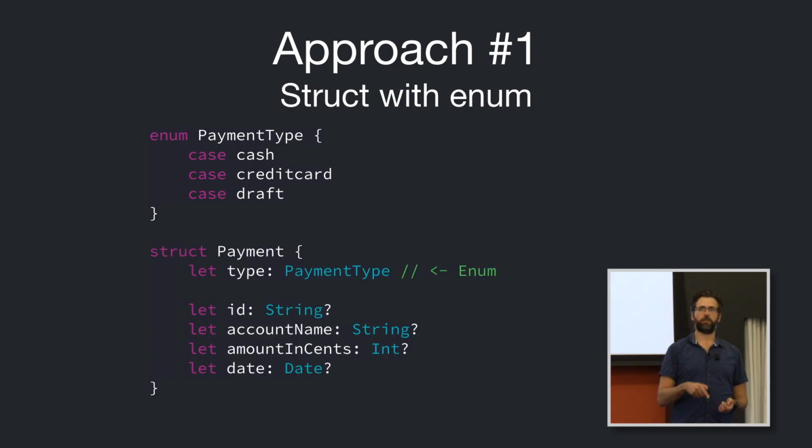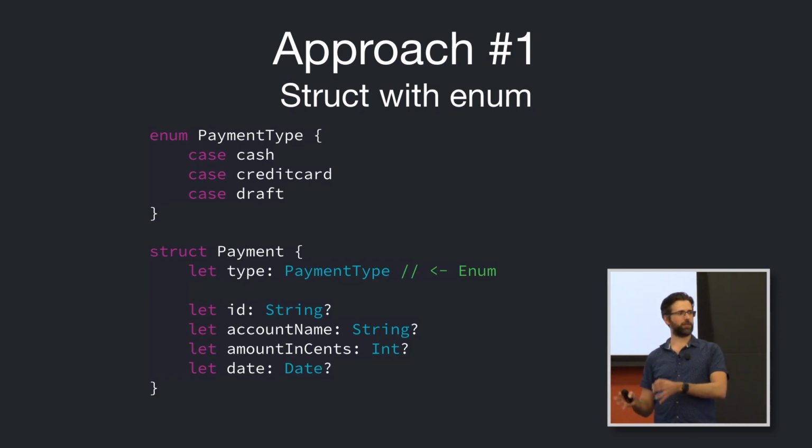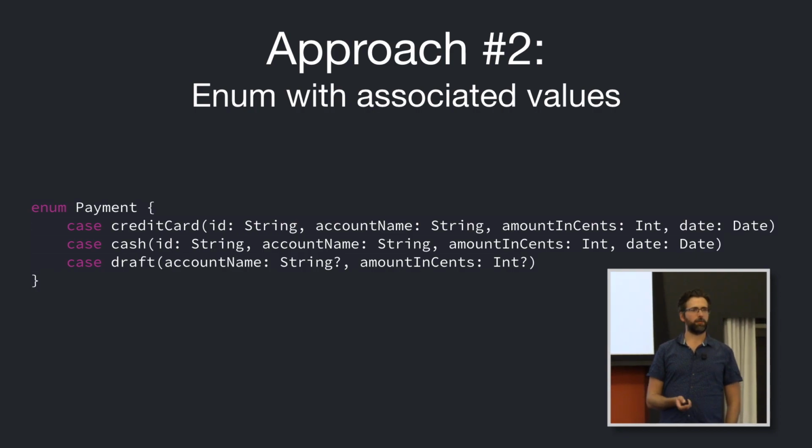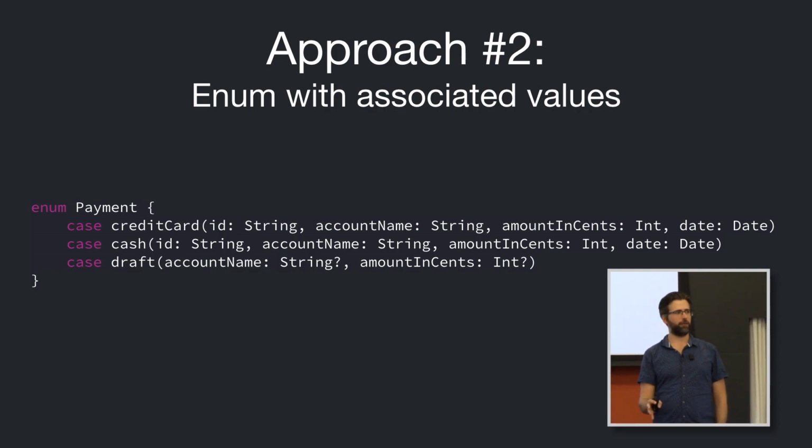And then we can put this in the struct. So it's a bit cleaner, solved a bit the case where something is both a credit card and a cash payment and a draft at the same time with some weird bugs. But we still have some optionals because we have a draft. So we can create an enum instead. So now the payment type is an enum, and we put all the values from the struct inside the enum.